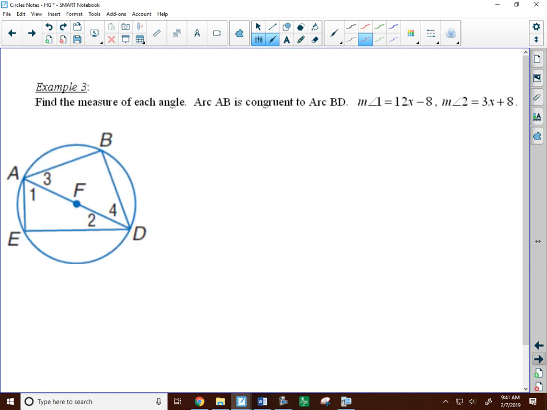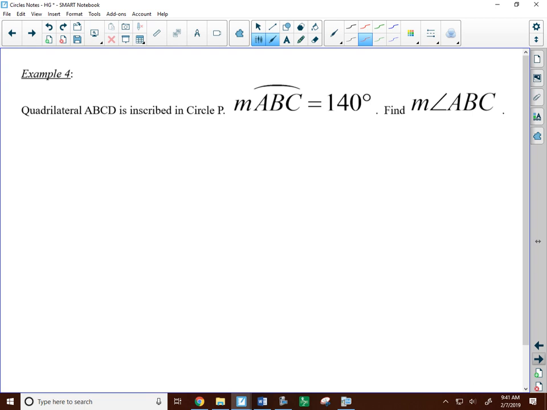I'm going to do example 4 to finish up. Let me make a quick picture of this one. We got a similar setup. Quad A, B, C, D.